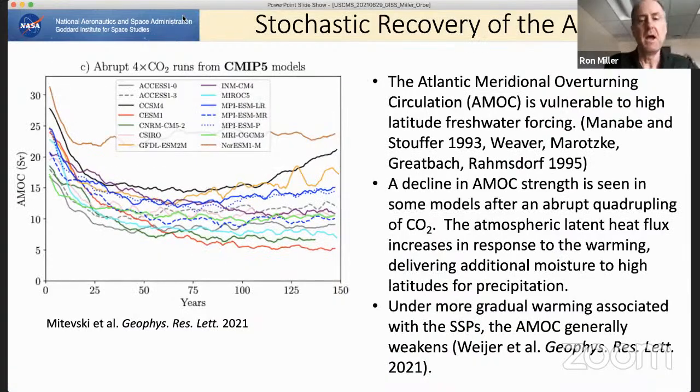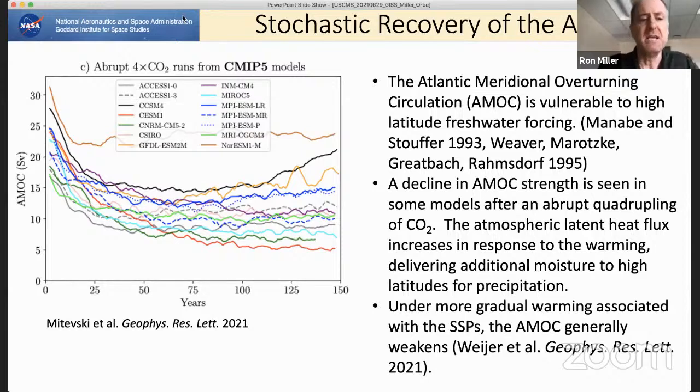Okay, thanks, Clara. So finally, I want to talk about variations in the Atlantic meridional overturning circulation in some of our SSP runs. It's been known in the literature for a long time that the AMOC is vulnerable to high latitude freshwater forcing. On the left here is a plot from a paper by Ivan Matevsky that came out in GRL this year. And it shows the response of AMOC in various CMIP5 coupled models to abrupt quadrupling of CO2.